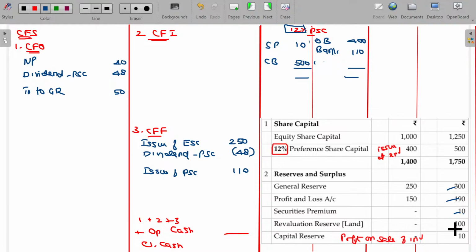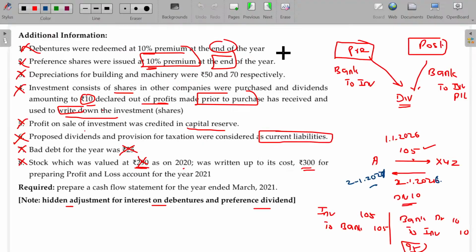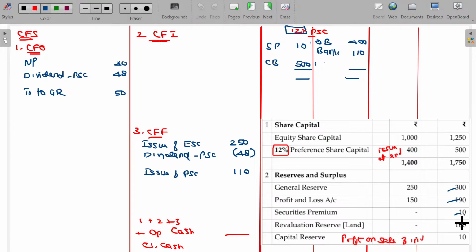Revaluation reserve, land. As there is a revaluation reserve of land, this will be only due to the revaluation reserve. You can now skip this, as well as this one and this one also. You need not worry about this. Capital reserve 10 rupees is due to profit on sale of investment, non-current investment.